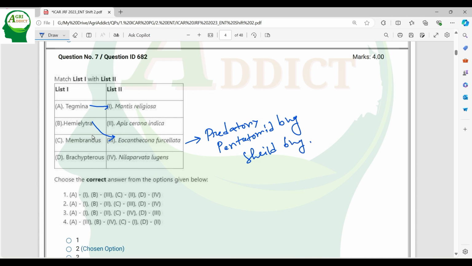Then membranous wing, so it is in honeybee, that is Indian honeybee, Apis cerana indica, and Macropterous and Brachypterous. These are the important forms, on the basis of wings, of Nilaparvata lugens, that is the brown plant hopper. So here A1, B3, C2 and D4 is the correct answer.